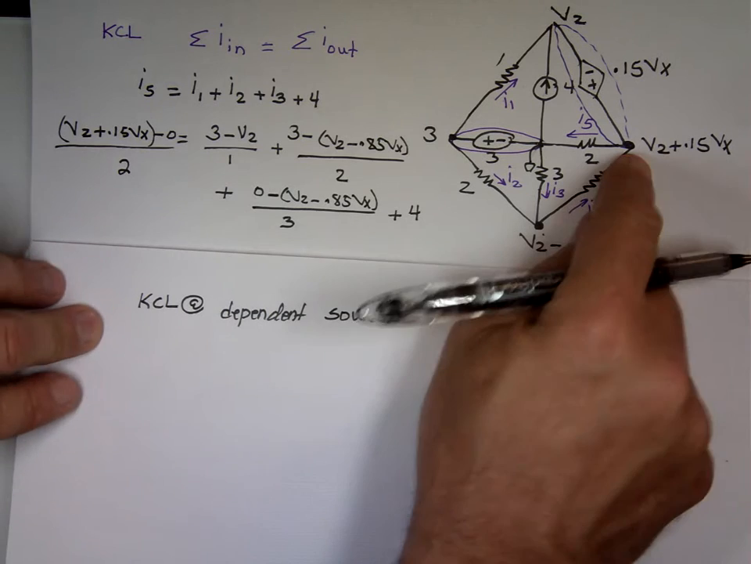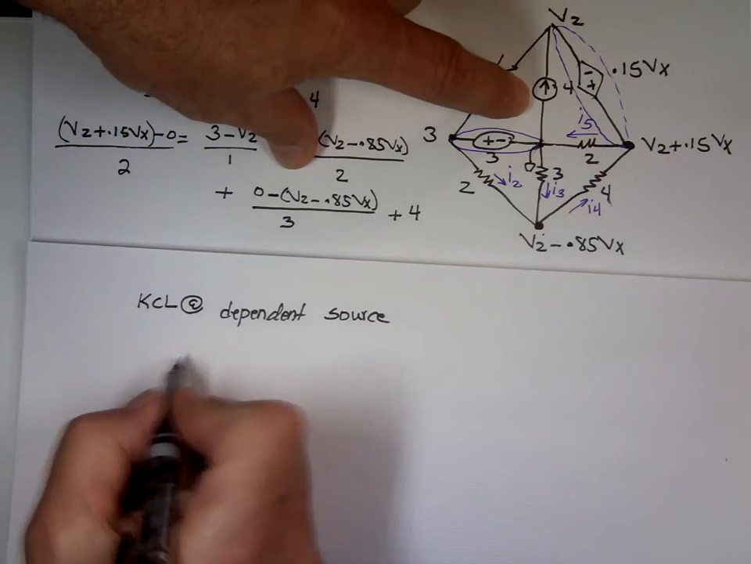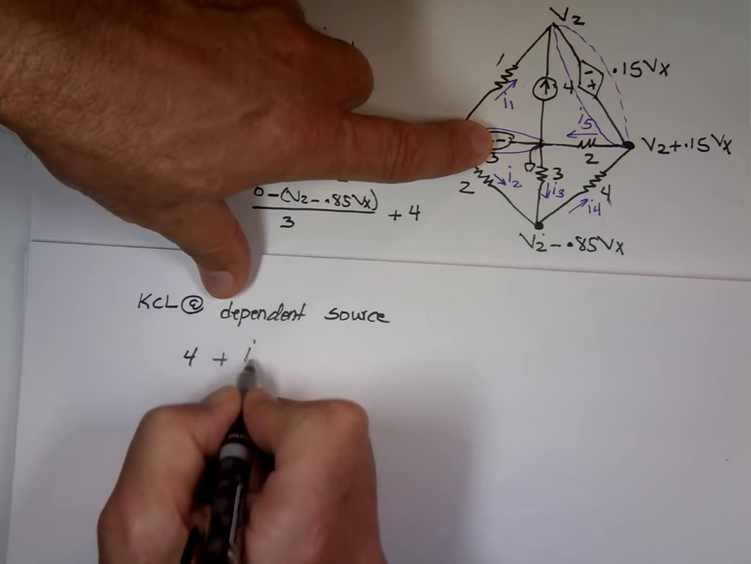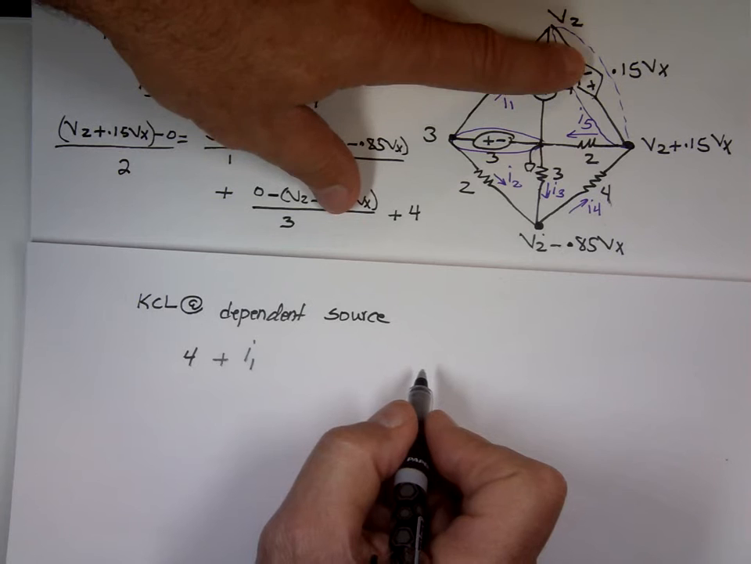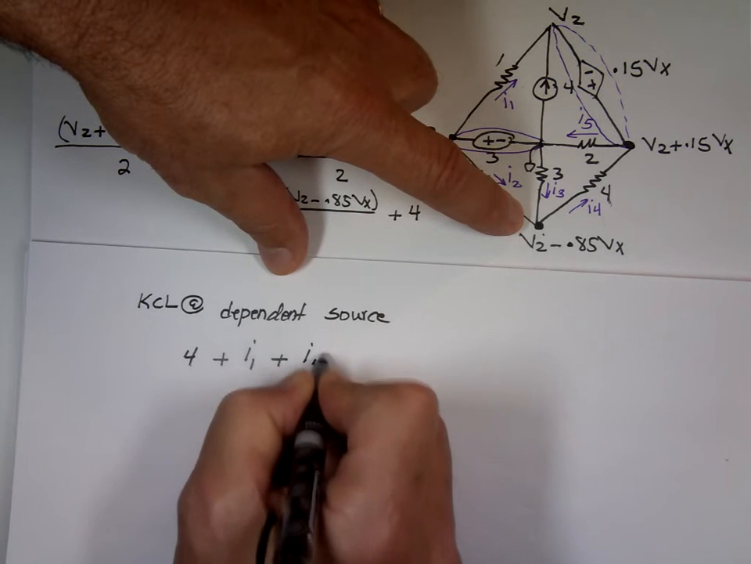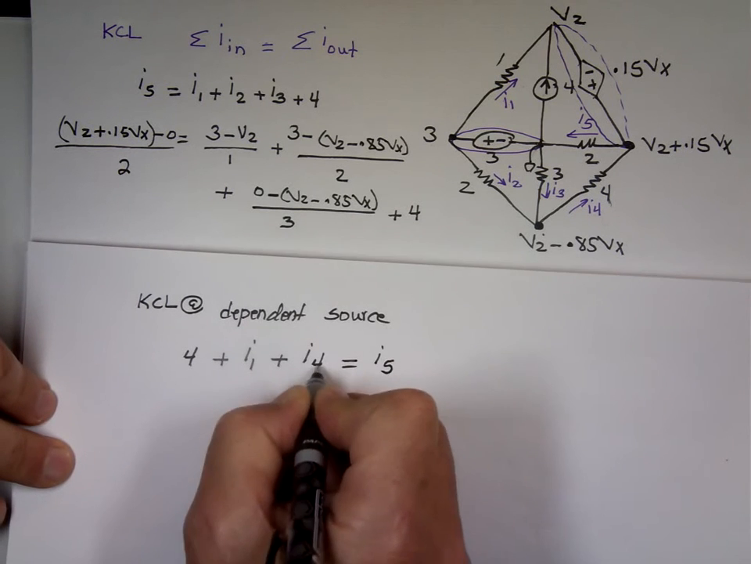The current in, what is going to that node? This is all one node. The 4 is going to it. I sub 1 is going to it. I sub 4 is going to it. And what's leaving? I sub 5?